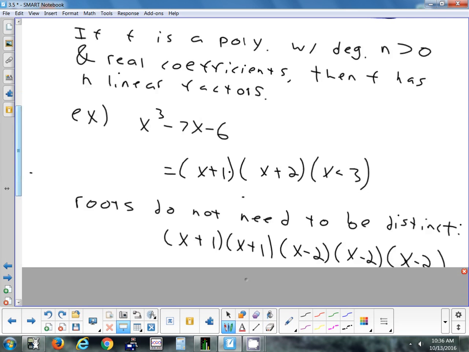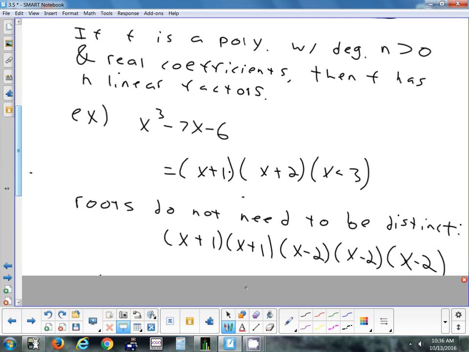If you have something like this, keep in mind that this would come from a 5th degree polynomial. There's 5 answers here. Okay, the 5 answers are -1, -1, 2, 2, and 2. That's 5 answers. They don't have to be distinct. Okay, that's important. Answers do not have to be distinct.